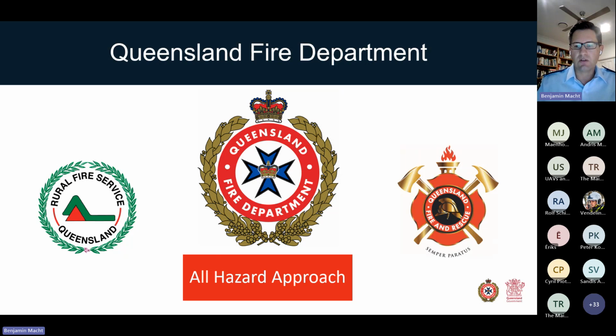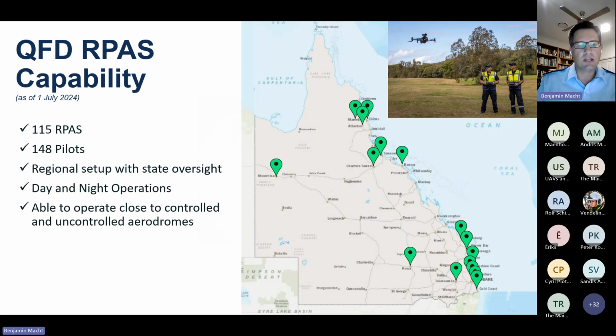And then on the other side, we have the Queensland Fire and Rescue side of things, where we deal with everything from car accidents, house fires, hazmat incidents, swiftwater rescues, and so forth. So we are not utilizing the drone capability just for bushfires. We are an all-hazard approach, and I'll get more into it a little bit later.